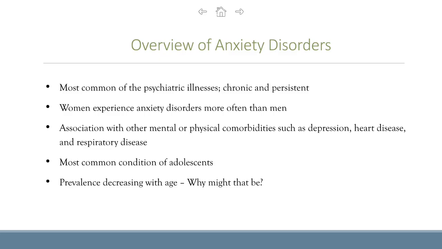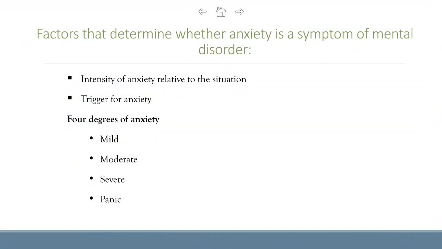And why do you think that might be? Part of the reason is life experience, right? So as people get older and they have more life experiences, their anxiety levels decrease, simply because they have a better anticipation of what's going to happen or better perceptions of the world, and so on.